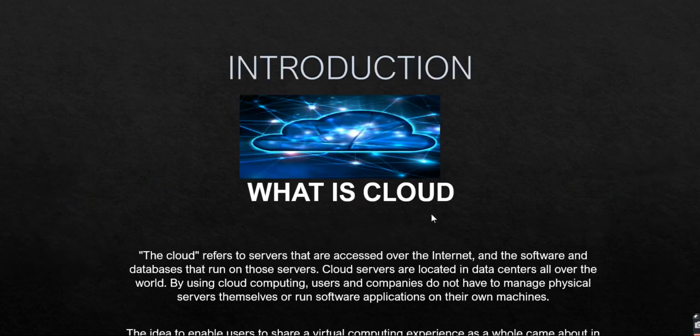what is a cloud? Let us understand the definition of a cloud. Where did it come from? The cloud refers to the servers that are accessed over the internet and the software and the databases that run on those servers. Cloud servers are located in data centers all over the world. By using cloud computing, users and companies do not have to manage physical servers themselves or run software applications on their own. Instead, the idea enables users to share a virtual computing experience as a whole, which came about in 1963 with MIT developments for the first virtual machine, also known as the computer.